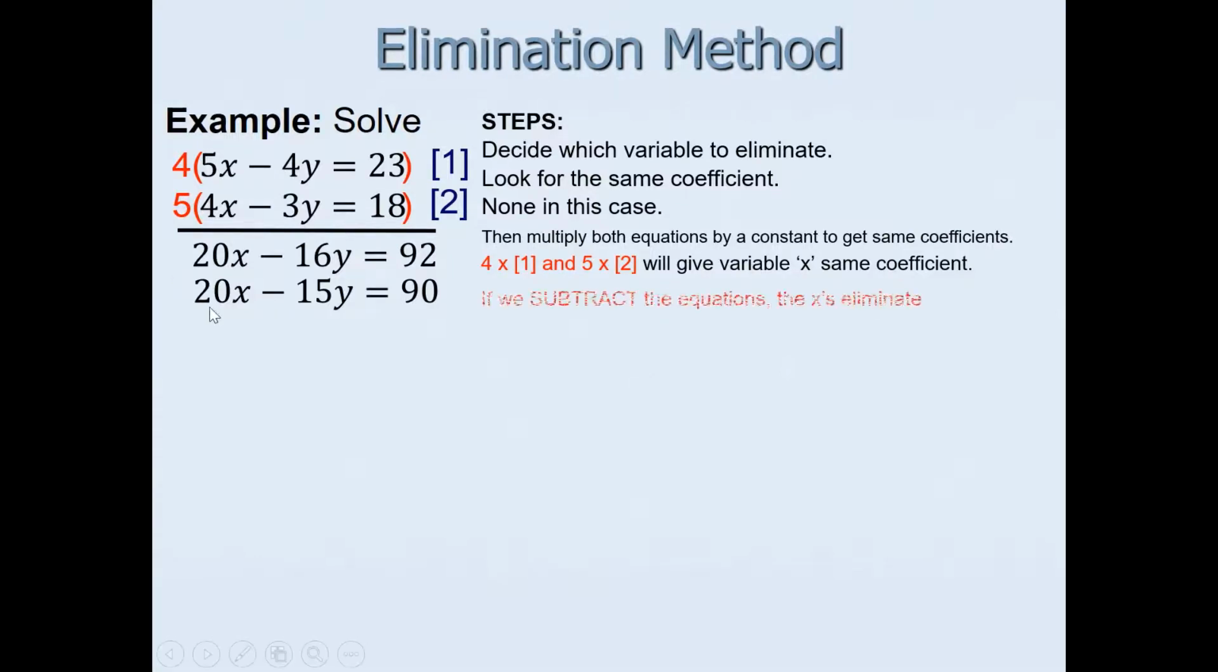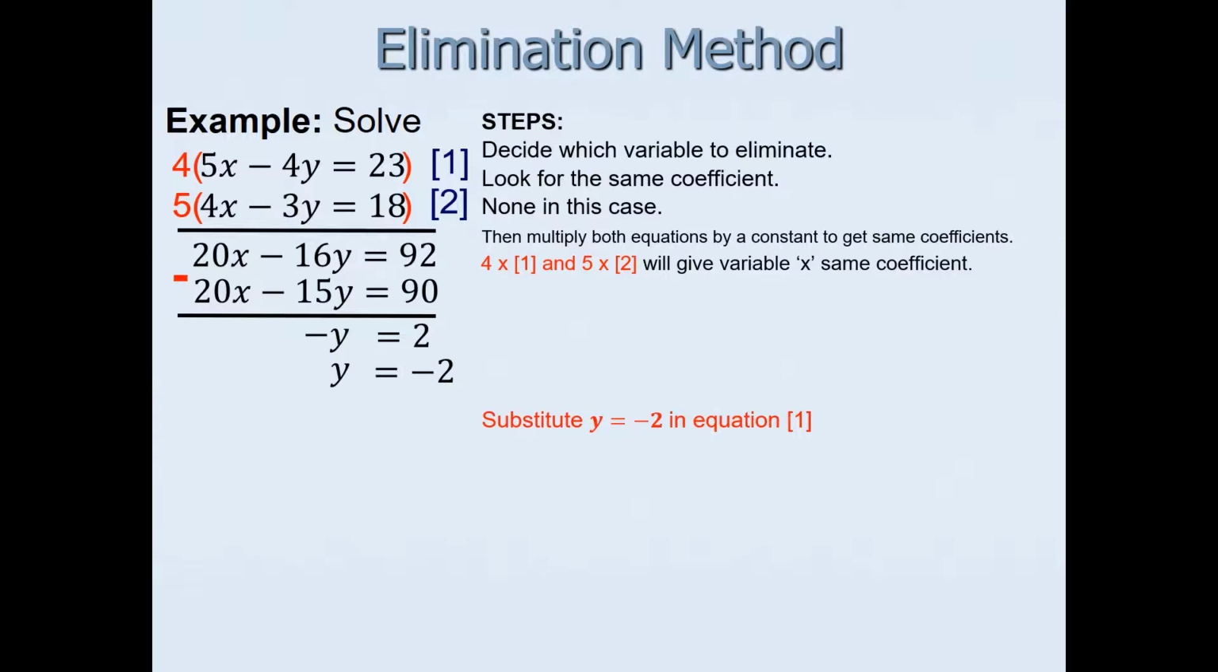So 20x take away 20x will give you 0. Then minus 16, got to be very careful here, minus 16 minus minus becomes plus. So minus 16y plus 15y is minus y. And then 92 take away 90 is 2. And then we'll quickly take the negative to the other side, so multiply both sides by a negative number. That gives you y is equal to -2. So that's the value for y.